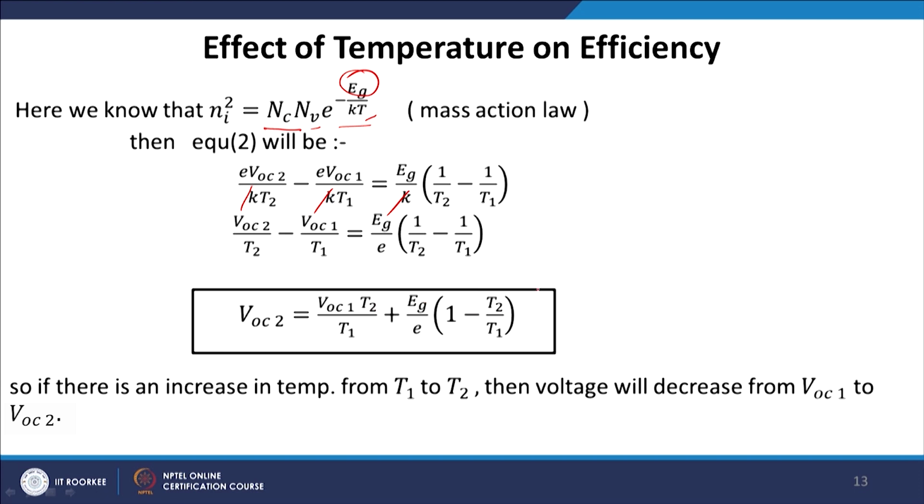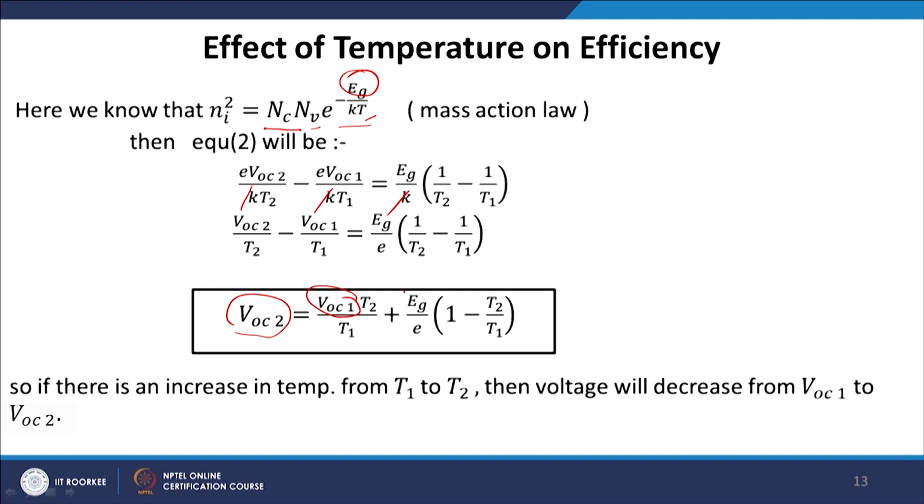Okay. So, if we measure the temperature T1 and the open circuit voltage VOC1, and if we measure the temperature T2 and the corresponding open circuit voltage is VOC2, then VOC2 is related to VOC1 by this equation. So, what does it depend on? It depends on the temperature ratio and it depends on the band gap.